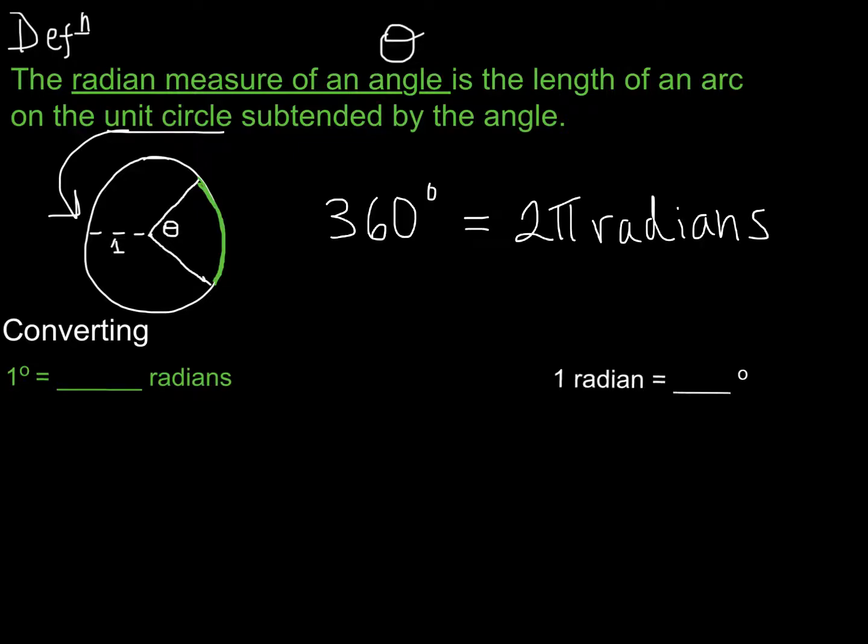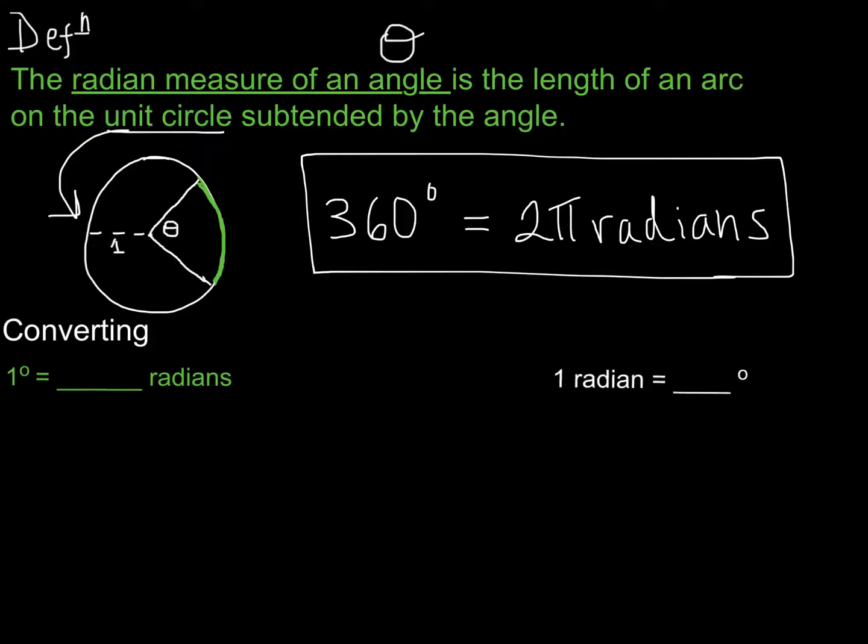So what I want you to do right now, using this fact, is go ahead and begin converting. Find 1 degree in terms of radians and 1 radian in terms of degrees. I want you to split your paper in half. And so on the left side, find 1 degree in radians, and on the right side, find 1 radian in terms of degrees.